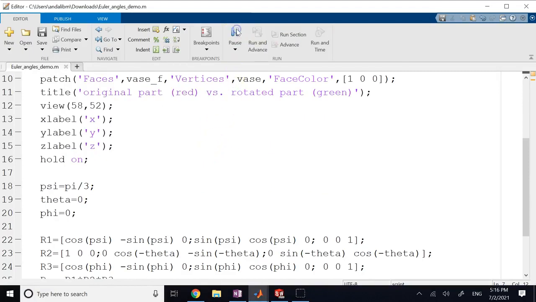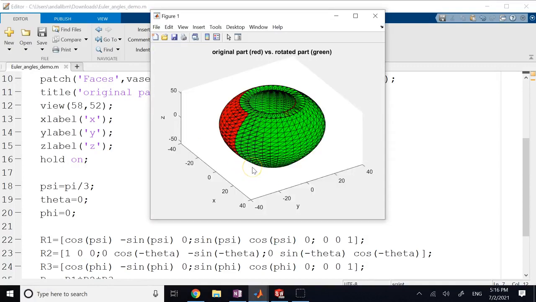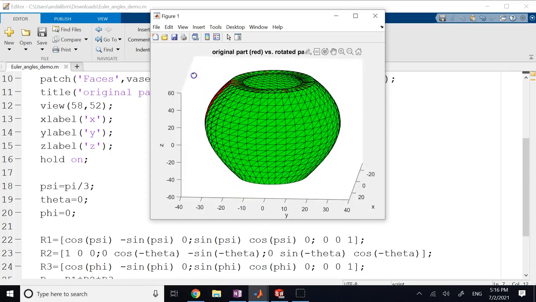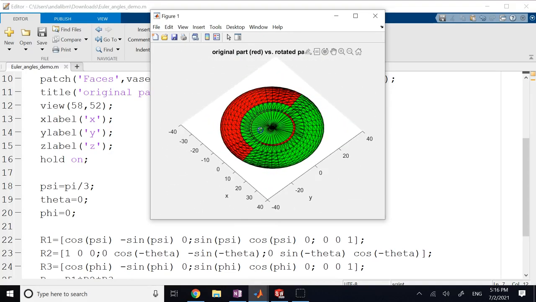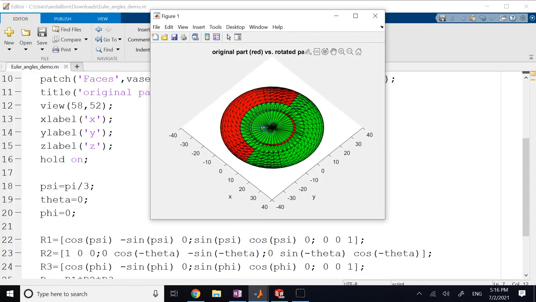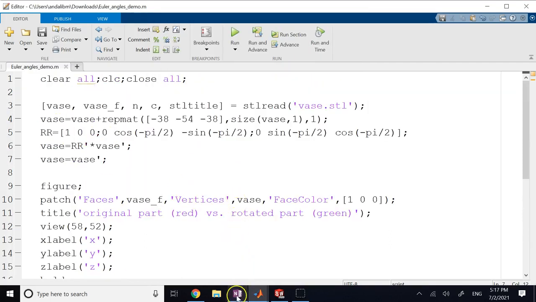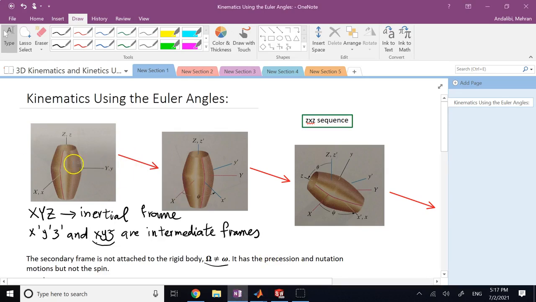closer to those pictures. But as I said, right now, if you see here, I have rotated it by pi over three about the z-axis, which is now passing through the center. And as you can see, they are on top of each other. There is no meaningful change. You clearly see that something is rotated, but you probably don't see too much. Okay, so how much the effect of each one of these angles is on the part depends on where the center is.